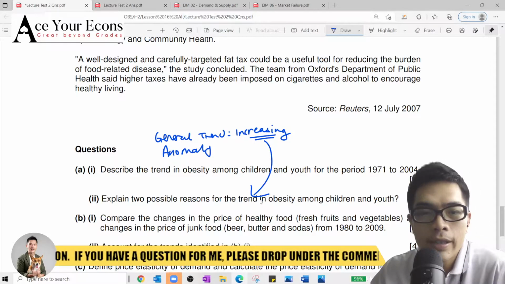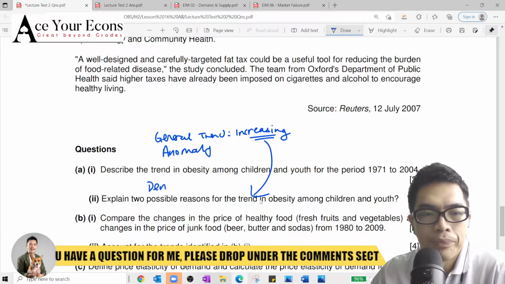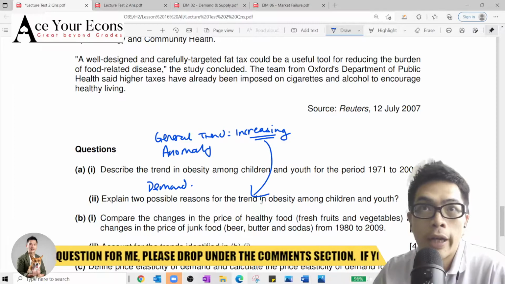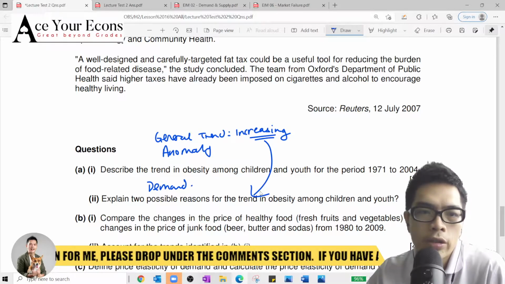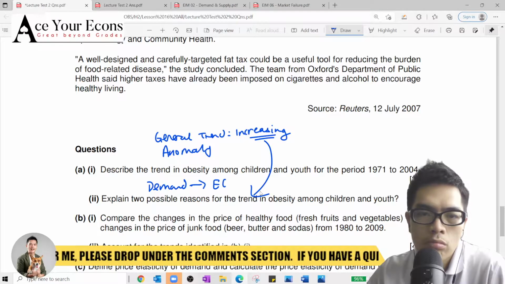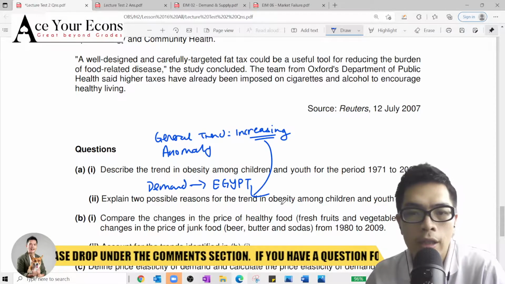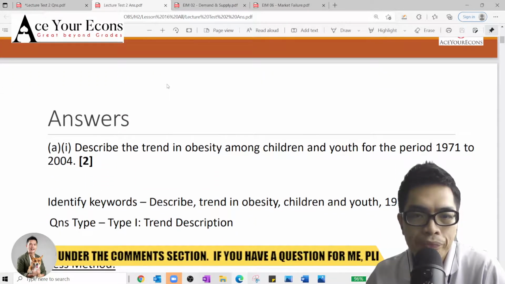So the concept, as pointed out by one of you, is demand. So we have to screen through the extract to find out concepts that are related to demand, or in A-level Econs, what we call EGYPT. So I want you all to look through which are the EGYPT factors that you have stated. So now let's quickly hop into the answer.